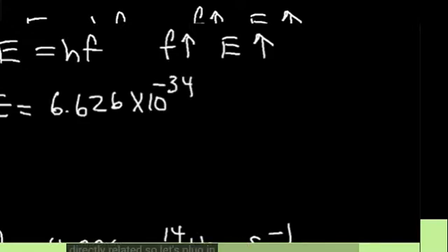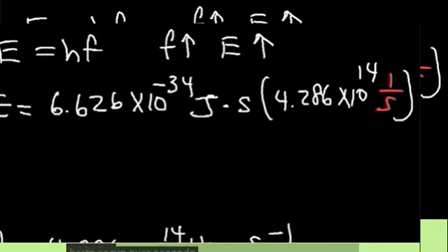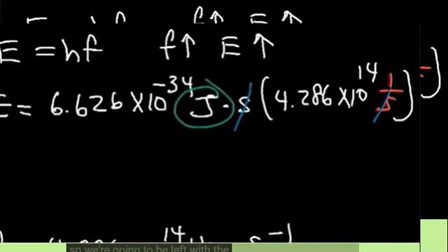So energy is equal to Planck's constant times the frequency. Based on the equation, you can see that as the frequency increases, the energy increases. These two are directly related. So let's plug in Planck's constant, which is 6.626 times 10 to the negative 34, with units of joules times seconds. Then we multiply by the frequency of 4.26 times 10 to the 14 hertz, or 1 over seconds. Notice that the unit seconds cancel, so we're left with joules, which is the unit for energy.